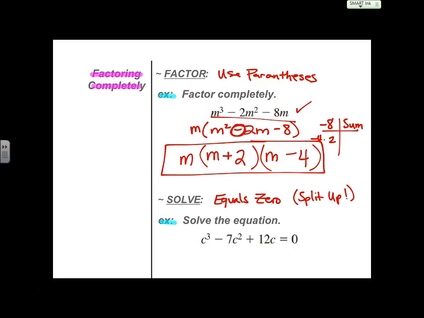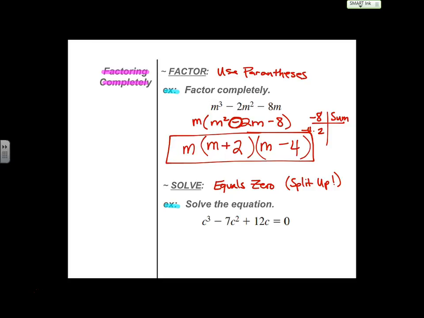Yep, and then times m, you'll get m cubed minus 2m squared minus 8m, right? Good, that's okay. Josh, we've only done one example, so you can look at him as we go on to the next one, okay? After the last problem, we did one factoring problem.